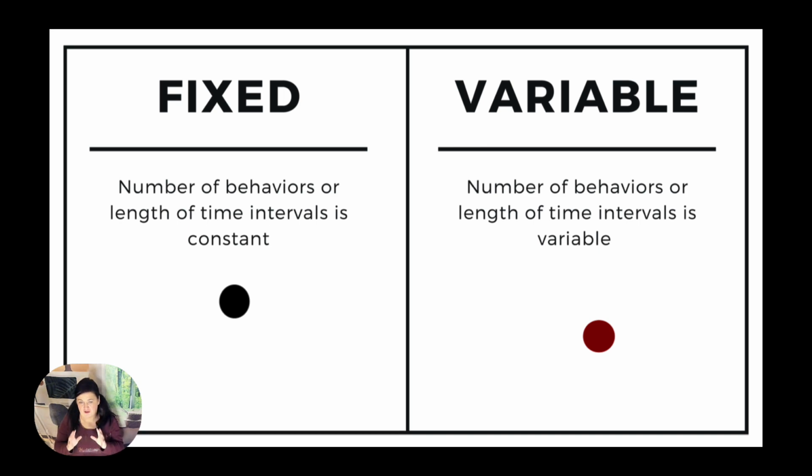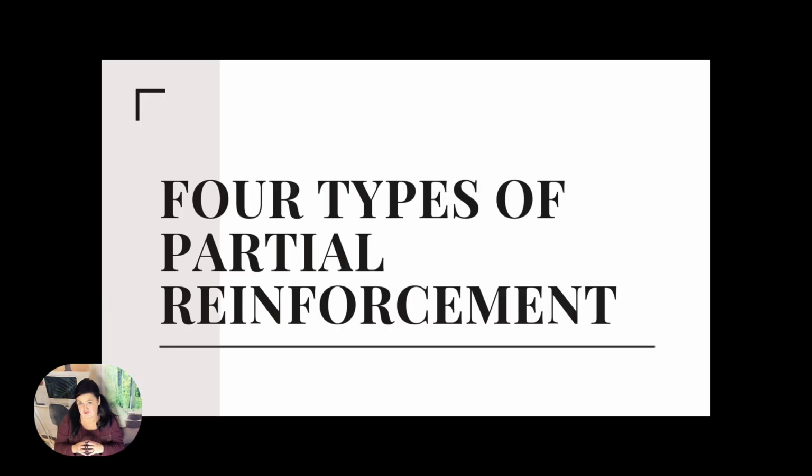Write that down in the margin of your notes somewhere on page 12. With fixed, you know when the reinforcement is coming. With variable, you don't know when the reinforcement is going to come because it's, well, a variable. It's varying, hence variable. With variable, there's no set schedule. I'm going to show you the 4 different types, and then we're going to go over some examples for each, which will make everything seem a lot clearer.